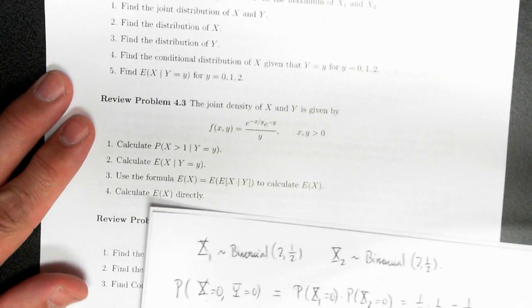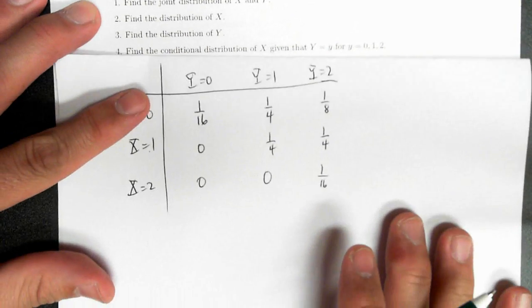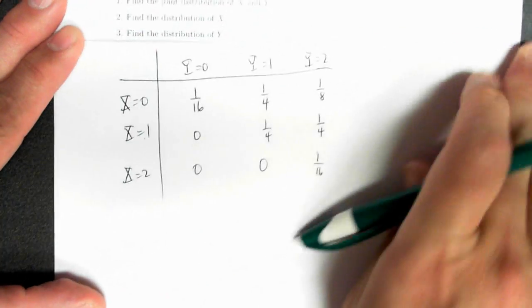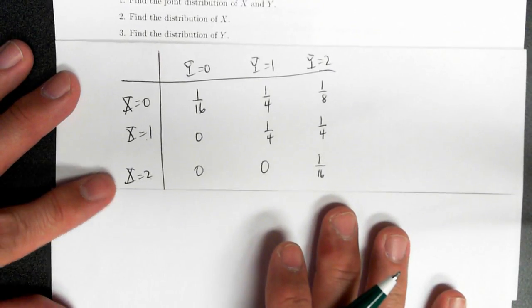Okay, parts 2 and 3 say find the distribution of x and the distribution of y all by themselves. So to figure out the distributions of x and y all by themselves, we just simply add up.